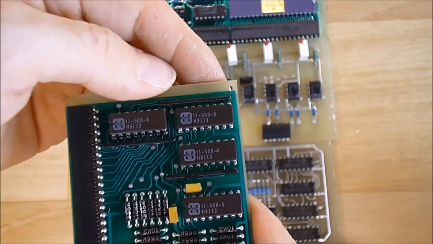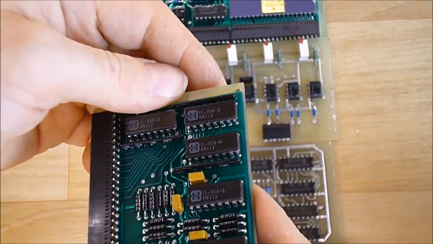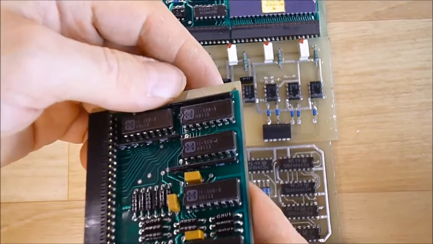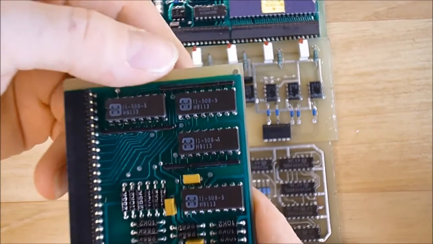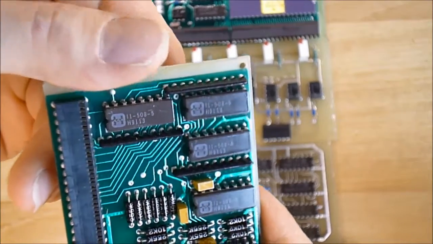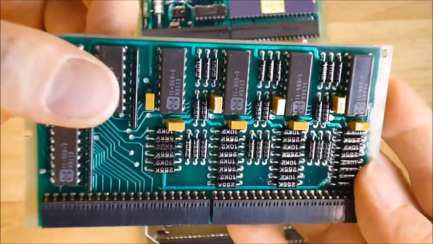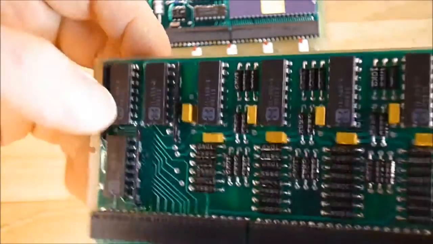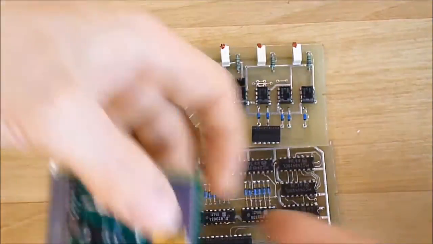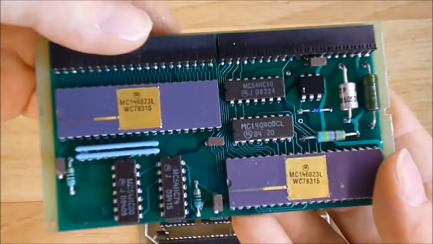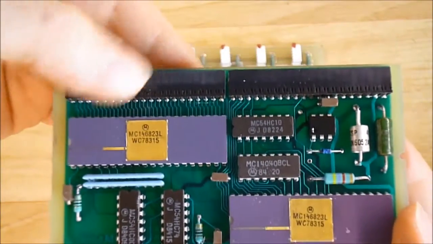E1508-5. 1L maybe. Don't know what they are. And lots of precision resistors, very nice ones it seems. Some resistor networks also. Here we have two more golden Motorola things.